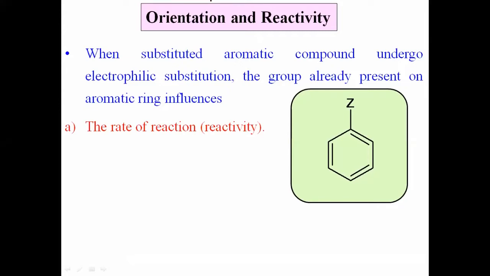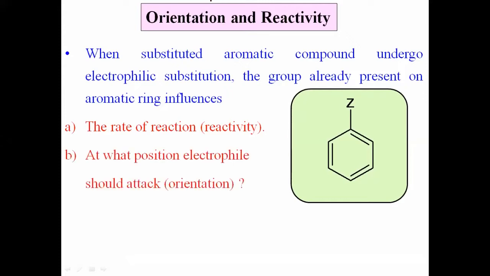First influence काय आहे? It influences the rate of reaction. It influences the reactivity of that particular aromatic compound, meaning it may decrease or increase the reactivity compared to benzene itself. Okay, this is the first part. Then there is one more part.